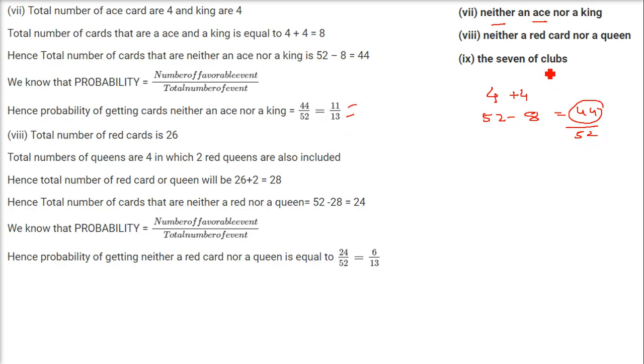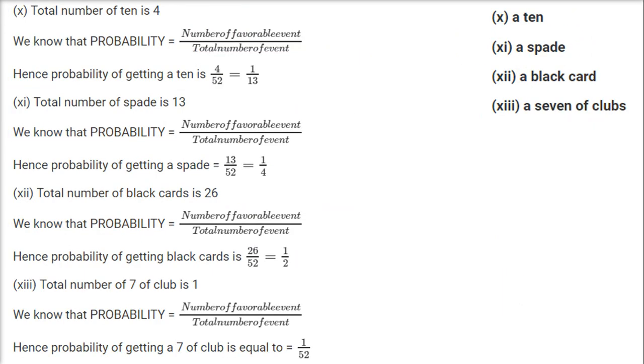The 7 of clubs. How many 7 of clubs are there? Only one, because clubs has 13 cards and every suit has cards from 1 to 10. So only one 7 will be there, which means 1 card of clubs. So 1 is the favorable case, 52 is the total number of cases. So 1 by 52 is the answer. We revisit this because it is coming again: the total number of 7 of clubs is 1, so it will be 1 by 52.